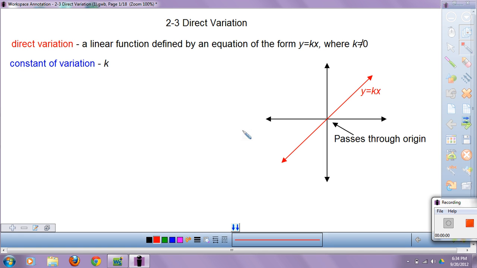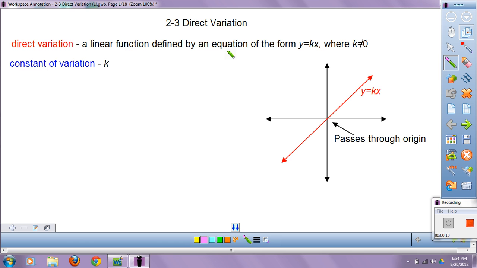This is lesson 2-3 about direct variation equations. A direct variation is a linear function defined by an equation of the form y equals kx, where k does not equal 0. And k has a special name. It's called the constant of variation.